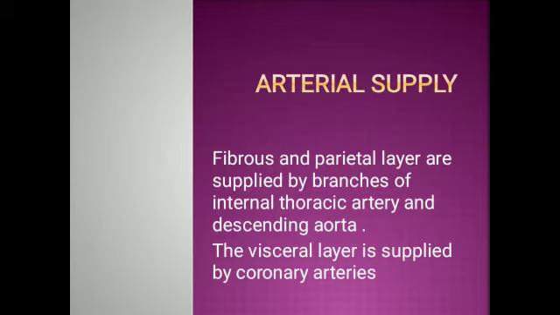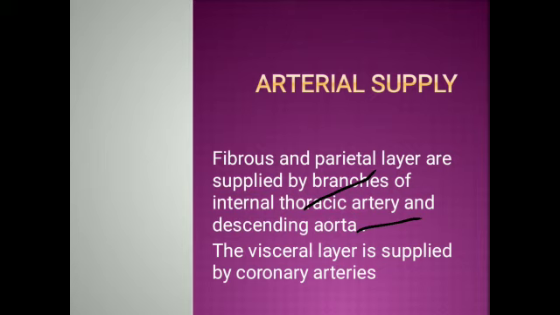Okay, next about the arterial supply. This pericardium, the arterial supply is coming from the branches of the internal thoracic artery and descending aorta. You know aorta. Okay, the arch of aorta will continue further as descending thoracic aorta. So, those branches will supply the fibrous and the parietal layer. Whereas visceral layer, visceral means organ, okay, organ we call it a visceral layer.